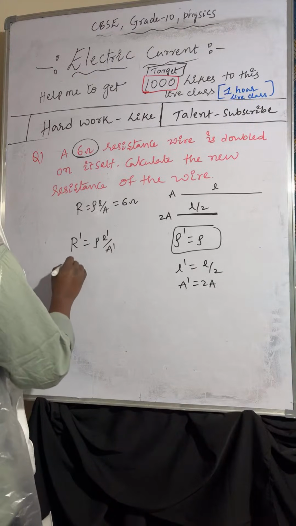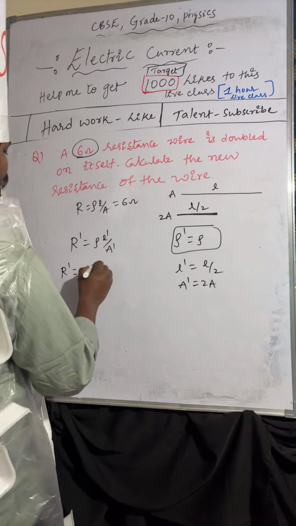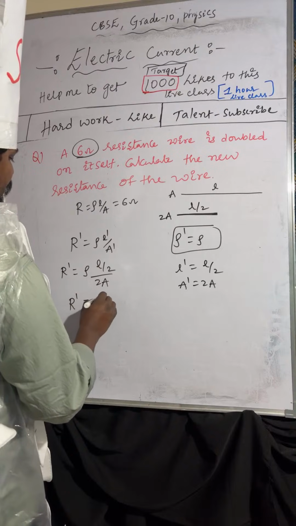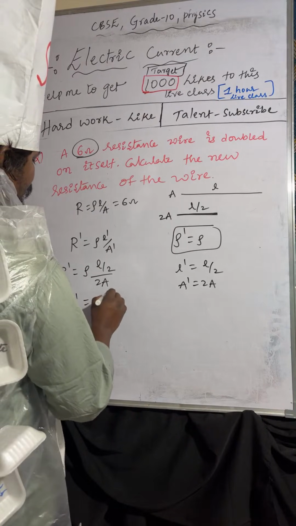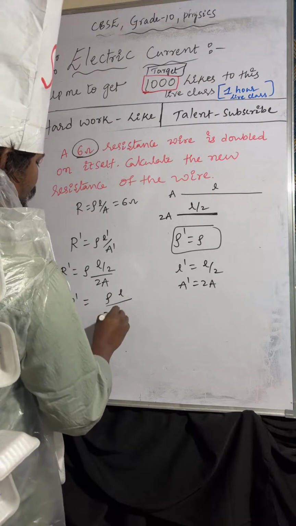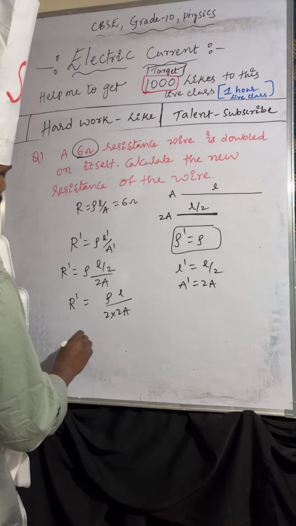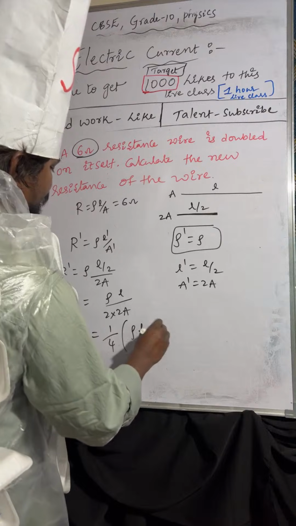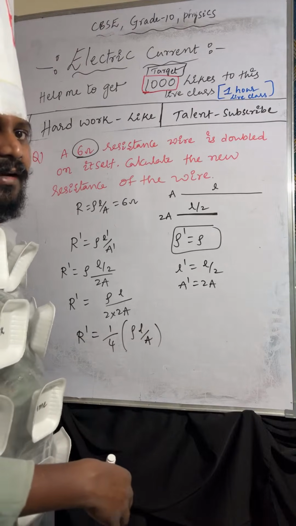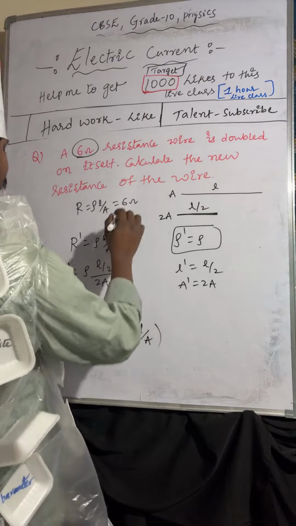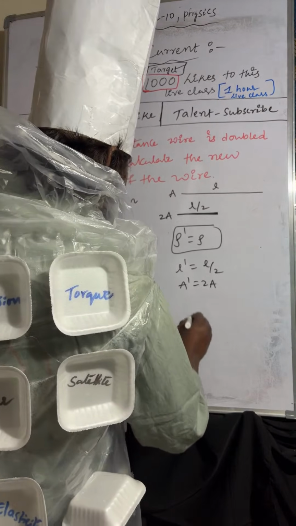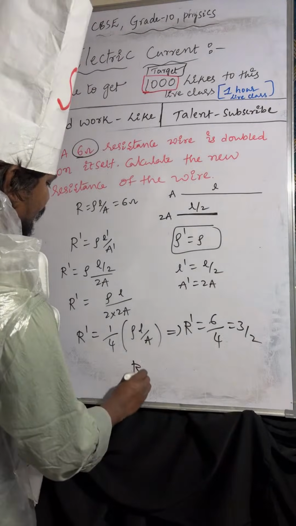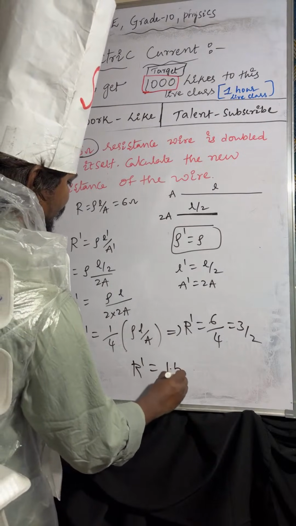Then R dash equals rho into L by 2 into 2A. So you'll get R dash equal to 1 by 4 rho into L by A. By that you will get the answer. We know this is 6, so R dash equals 6 by 4, that is 3 by 2. R dash equals 1.5 ohm.